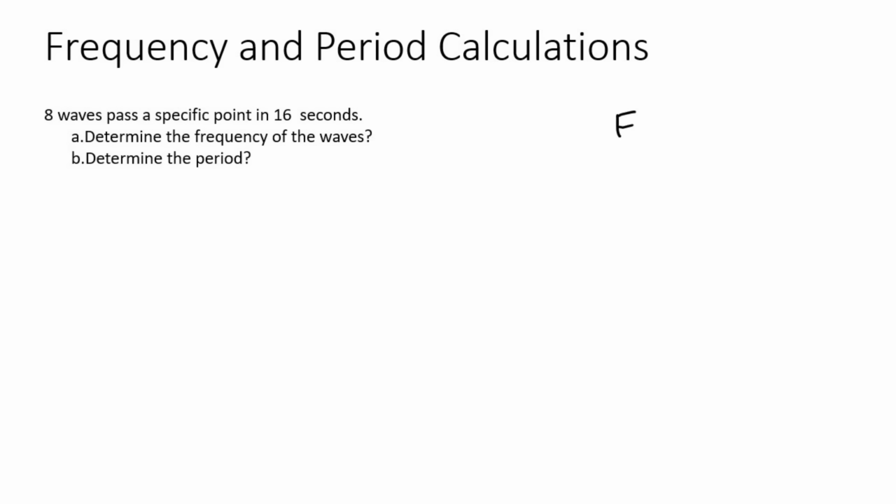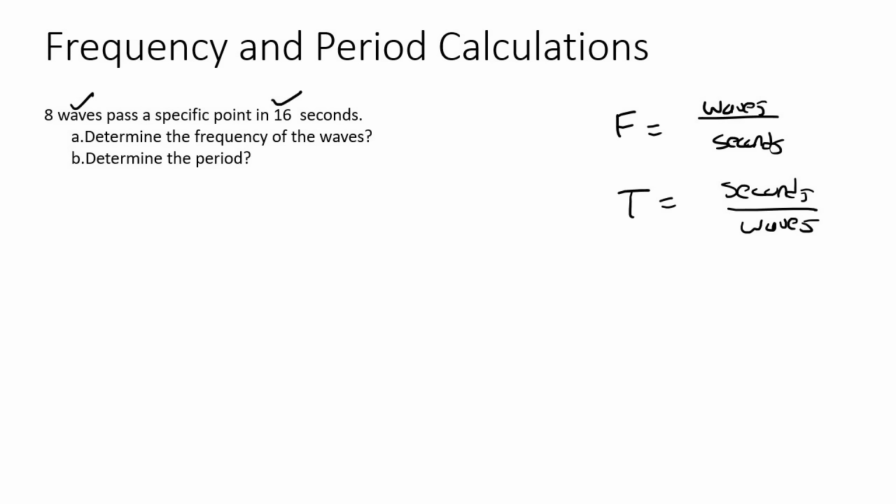Now let's just quickly first write our formula. It's waves divided by seconds, whereas period, let's use the symbol T, is seconds divided by waves. So 8 waves, so we have 8 waves and 16 seconds. So the frequency is going to be 8 waves divided by 16 seconds, which is a half, or 0.5, and that's measured in hertz.